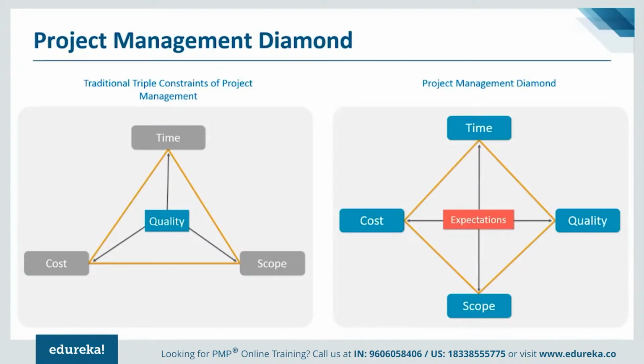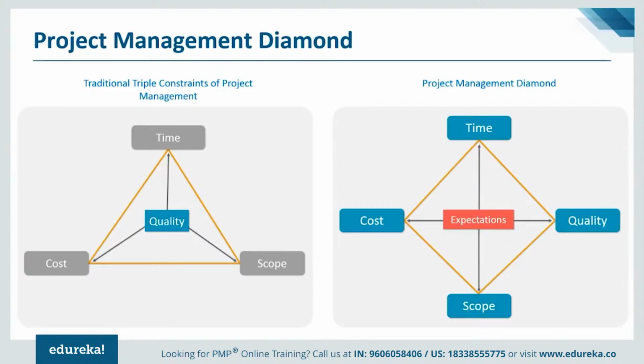So one of the things could be risk. Risk is also a constraint. For example, if your budget is reduced and the scope items are the same, then obviously risk will go up because you will not have the budget left to take care of the risk on the project. So risk is another constraint that we talk about.